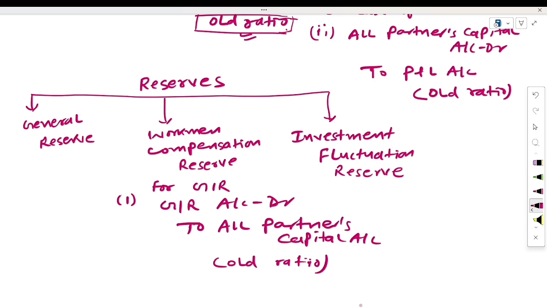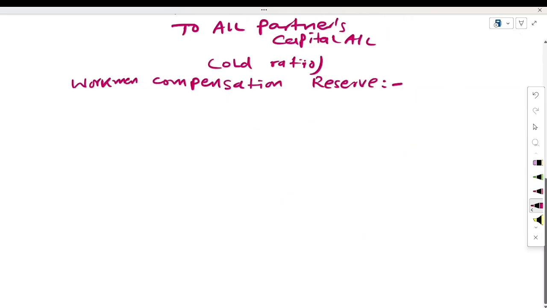Now the second type of reserve is workmen compensation reserve. This is a specific reserve, not a general reserve, because it has been created for a specific purpose. The workmen compensation reserve is set aside out of profits to meet the possible claim of compensation payable to employees. This reserve will also be distributed among the partners in the old profit sharing ratio.